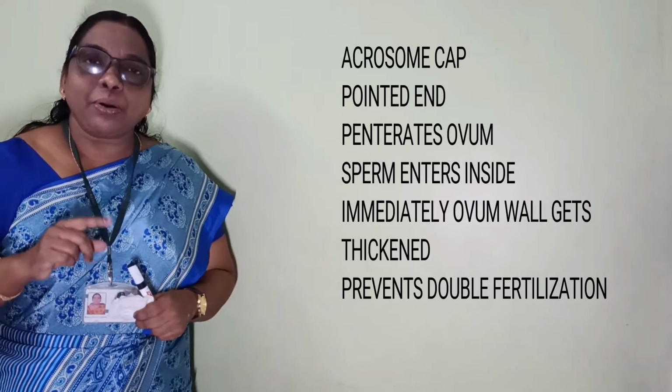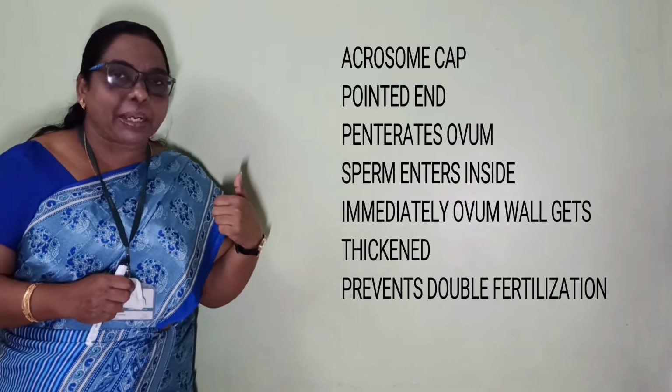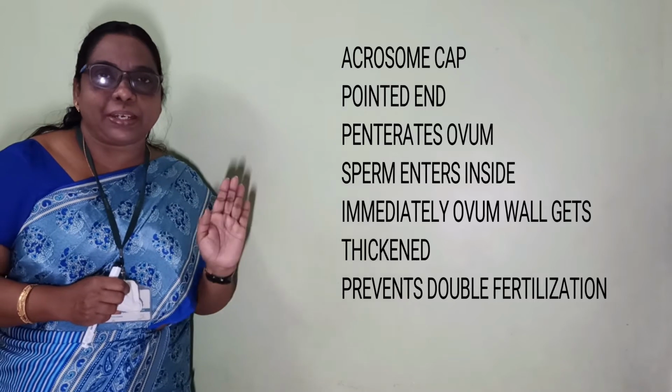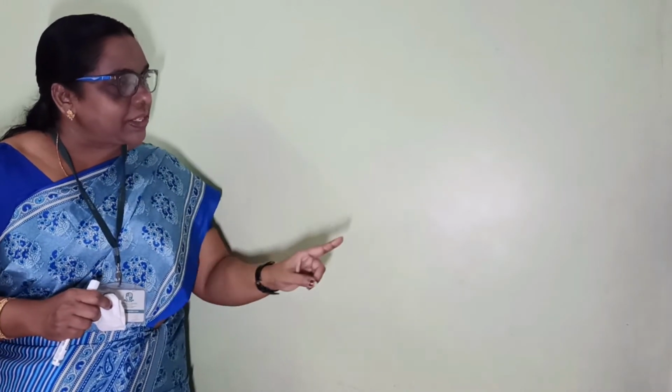If you see this particular picture, it will be clear for you. This is a large egg, and millions of sperms are attacking the egg. With the help of the acrosome, one pierces it and enters inside. Immediately, the change you are observing here is that the wall of the ovum gets thickened, so there is no chance for the entry of other sperm, and it prevents double fertilization. Okay, children?